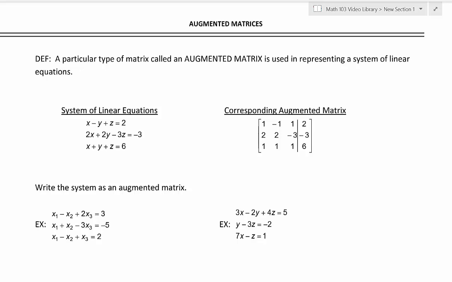Our first column are the coefficients of all the x terms. Our second column is the coefficients of all of our y terms. The third column, the coefficients of all the z terms. The vertical line is like the equal sign, and then to the right of the vertical line in that fourth column, we have all of the constants.